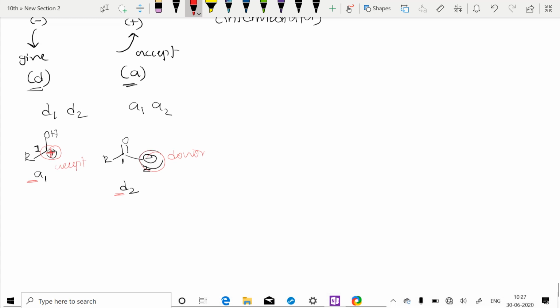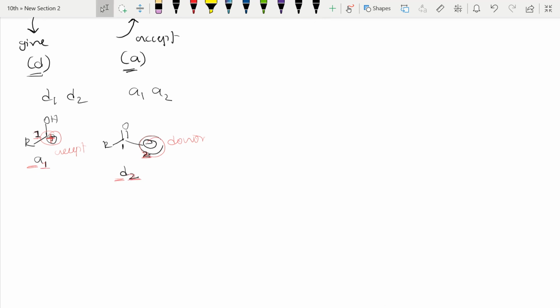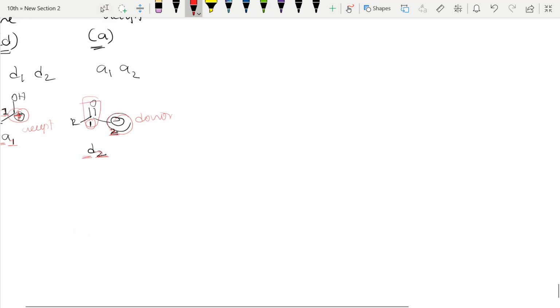Based on position, on the first carbon the functional group is there, so 1. Here on the second carbon the negative charge is there, so 2. How did the 1 come? Because the first should be given to the functional group. Let us see one more example. So R is there, OH, and here a positive charge is there. This is the functional group on carbon 1, then the second carbon has the positive charge, so it is the A2 synthon, right?